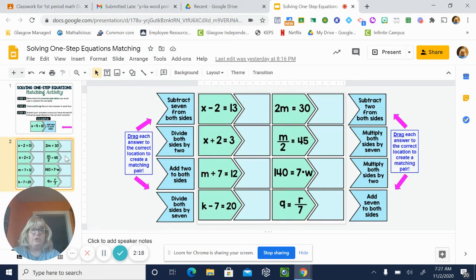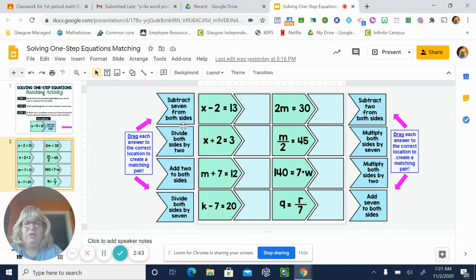And this is actually what you're going to be doing. So notice this one right here, x minus 2 equals 13. What would I do? What would be my inverse to get that x by itself? Well, it's a subtraction problem. So the opposite of subtracting is adding. So not only am I just adding, but what would I be? I would be adding 2 to both sides.